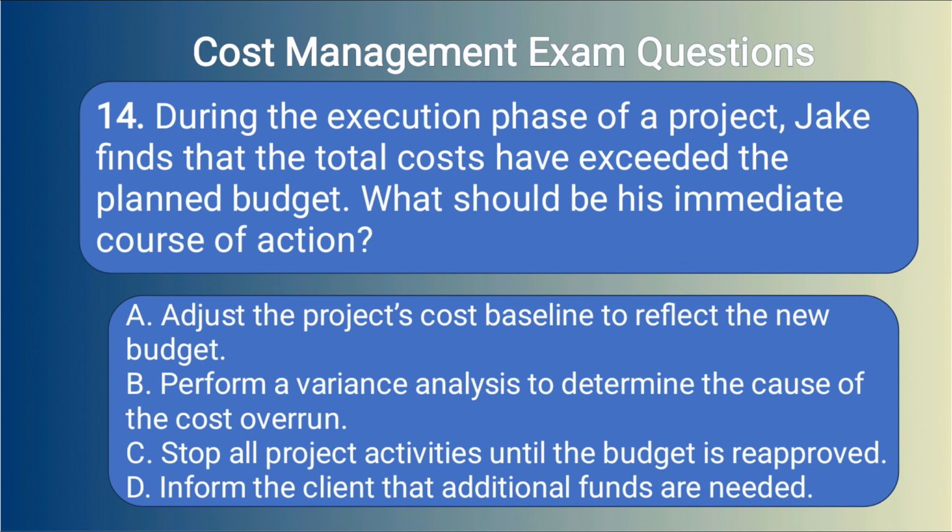A. Adjust the project's cost baseline to reflect the new budget. B. Perform a variance analysis to determine the cause of the cost overrun. C. Stop all project activities until the budget is reapproved. D. Inform the client that additional funds are needed.